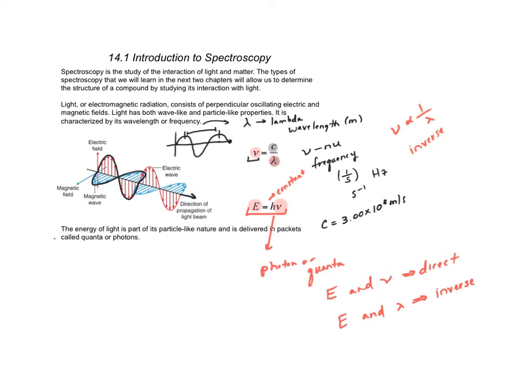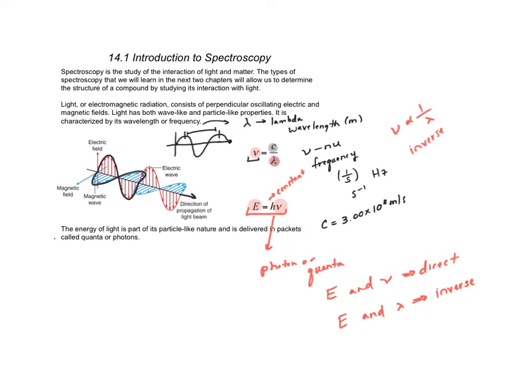Okay, so that's a brief introduction to light, and how we imagine light. We've got wavelength, we've got frequency, and we also have a relationship with energy. So now the question is, what is spectroscopy? What are we doing with respect to spectroscopy?